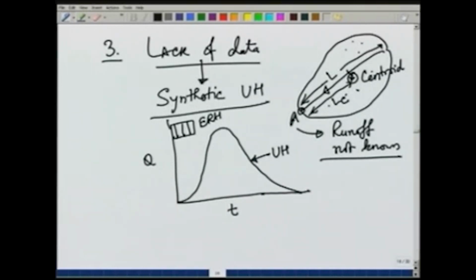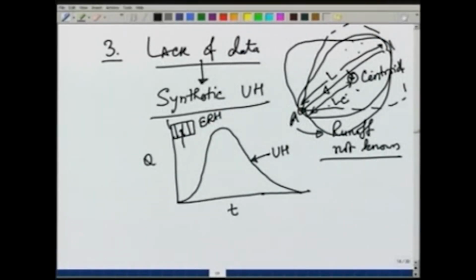For example, if you have a catchment area like this, its centroid will be closer to the stream and therefore, LC will be smaller. But if you have a catchment area like this, the centroid will be farther from the point A and therefore, LC will be larger. So, size and shape of the basin can be characterized by these two lengths, length L and LC.